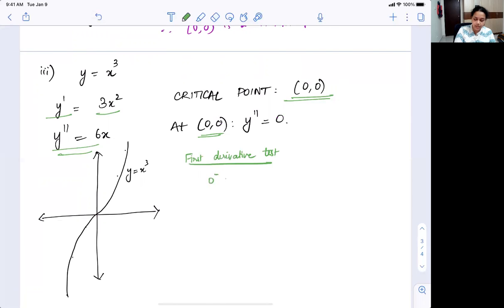to the left of 0, y prime is going to be 3 times a negative number squared, which will be positive. Sorry, y prime is going to be greater than 0. And to the right of 0 as well, y prime is going to be greater than 0. And because the sign of y prime does not change, we know that the origin is an inflection point.